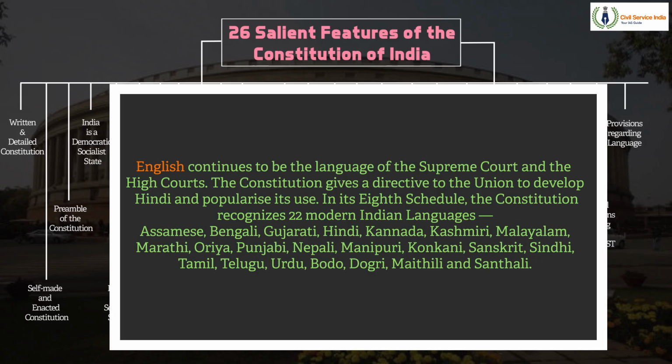In its 8th schedule, the Constitution recognizes 22 modern Indian languages: Assamese, Bengali, Gujarati, Hindi, Kannada, Kashmiri, Malayalam, Marathi, Odia, Punjabi, Nepali, Manipuri, Konkani, Sanskrit, Sindhi, Tamil, Telugu, Urdu, Bodo, Dogri, Maithili, and Santhali.